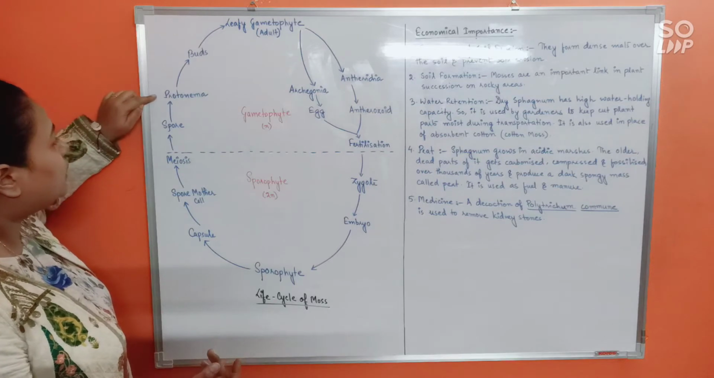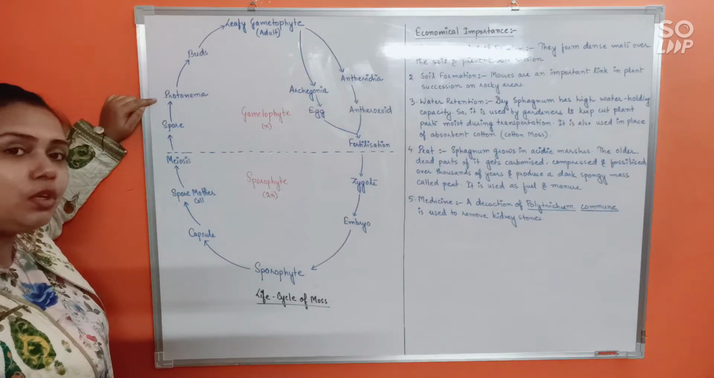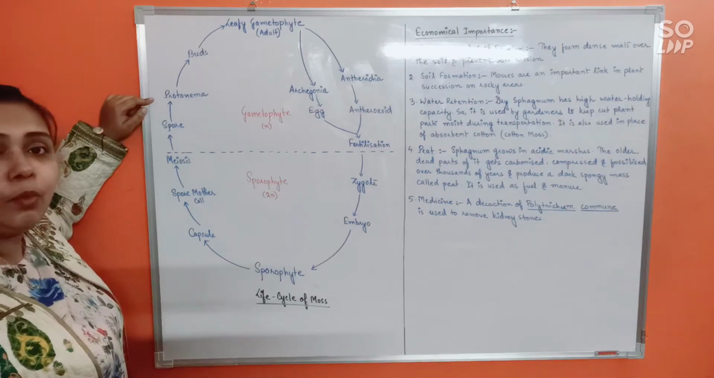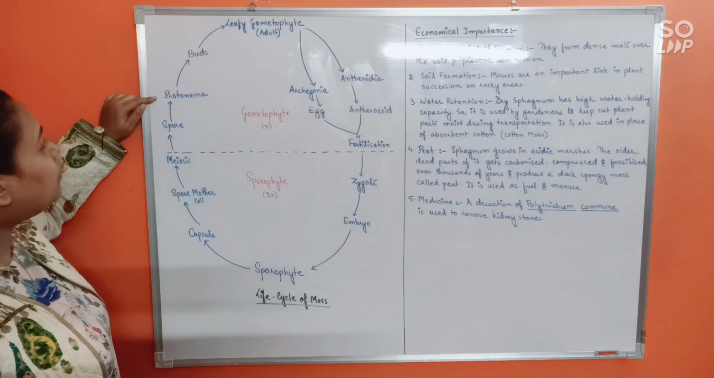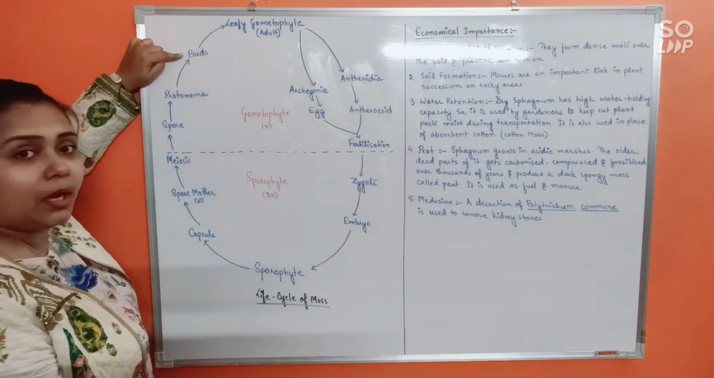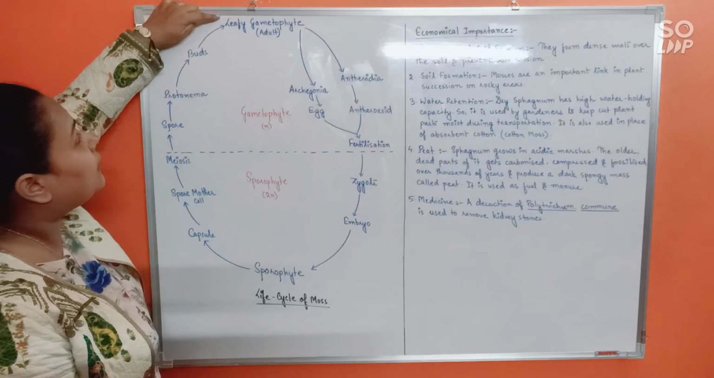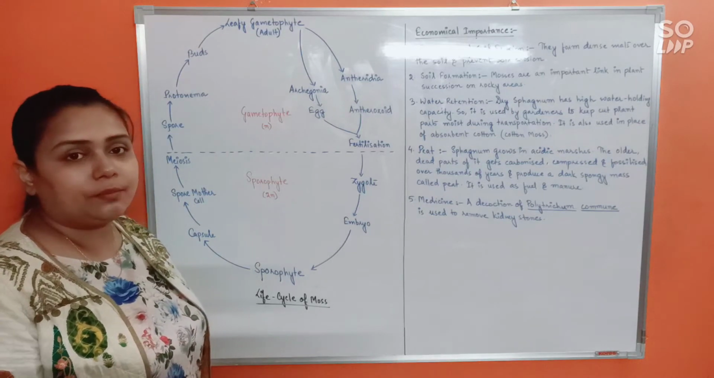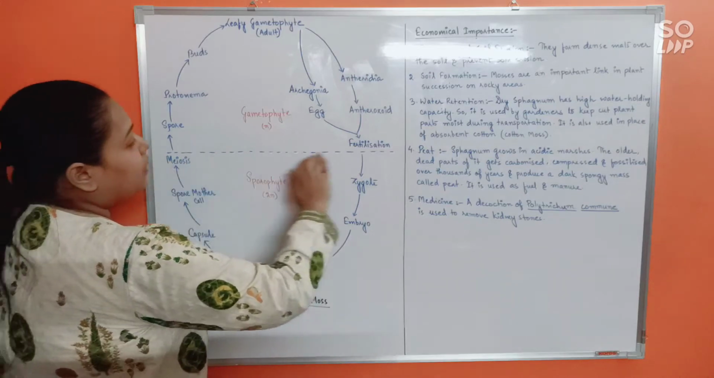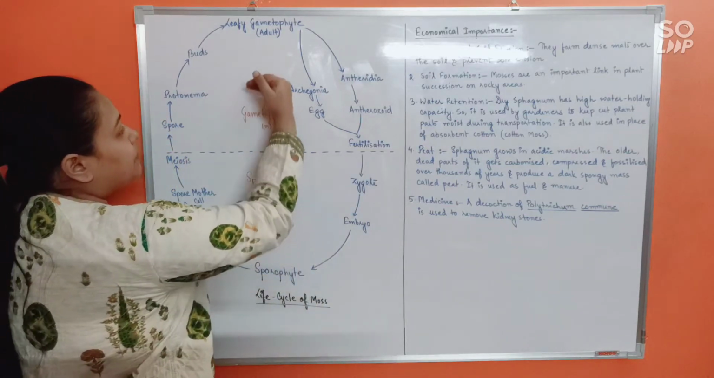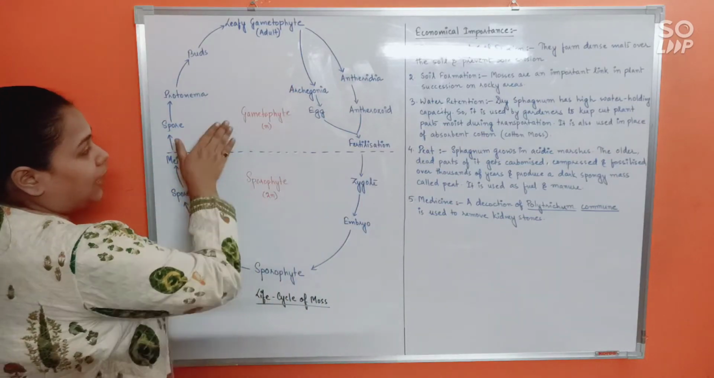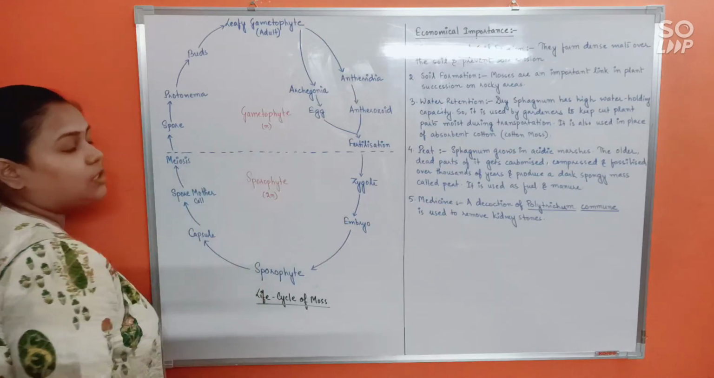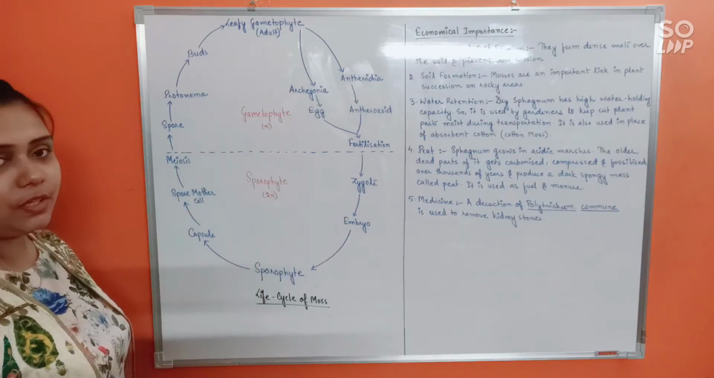The spores will germinate, giving rise to protonema, as it is the moss we are discussing. Protonema will eventually give rise to buds, and buds will finally again give rise to a leafy gametophyte, the adult. So you can see a clear division in the life cycle. This much is the gametophytic phase or the haploid phase, and this much is the sporophytic phase or diploid phase.